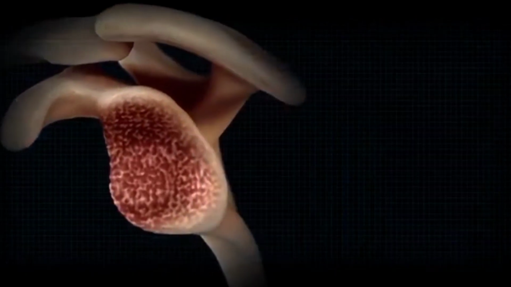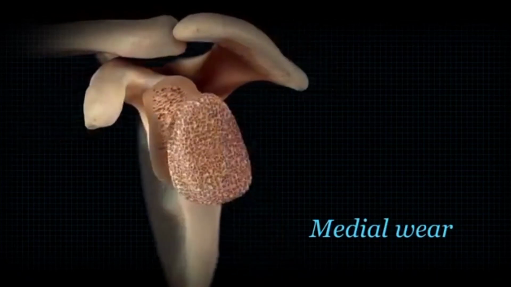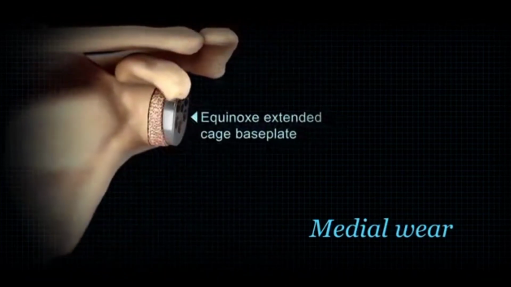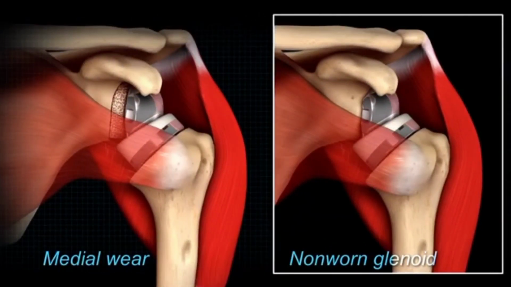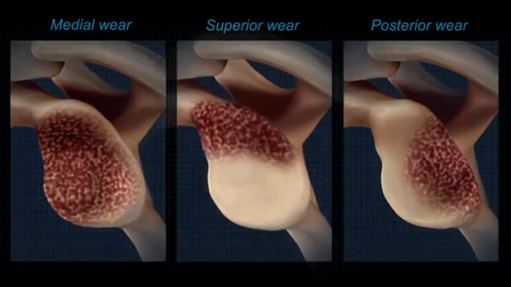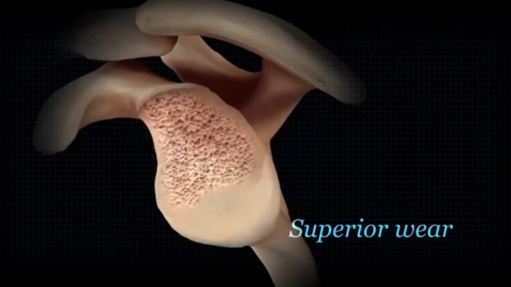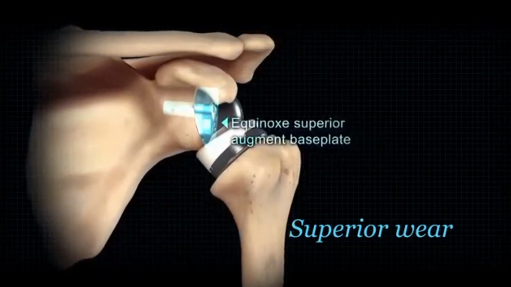When using reverse shoulders in medially worn glenoids, the joint line should be lateralized with bone graft or by using thicker glenospheres. When using reverse shoulders in superiorly worn glenoids, the joint line should be lateralized with superior augmented implants.